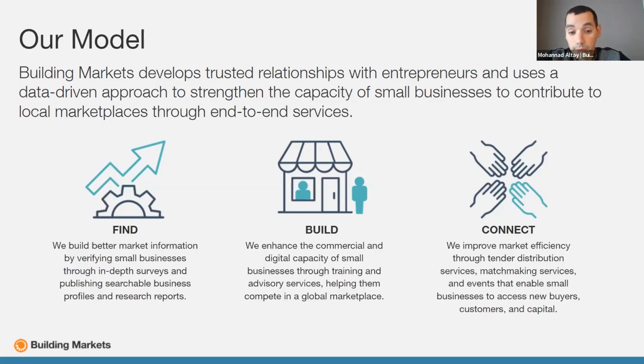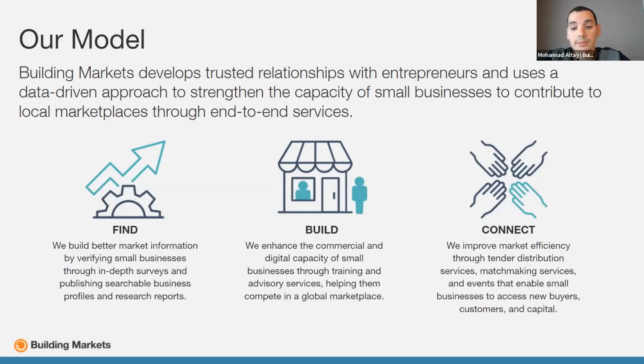This is the Build pillar. In this stage, we enhance the commercial and digital capacity of the small businesses through training and advisory services, helping them to compete in a global marketplace. This is where we build their capacity to become more competitive.